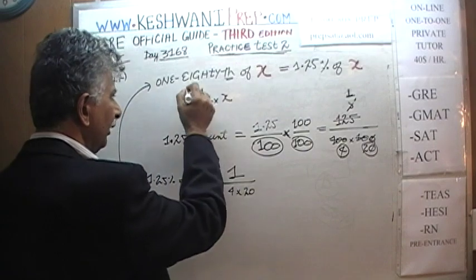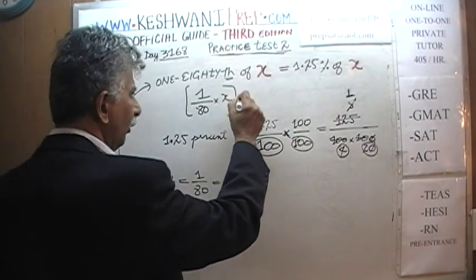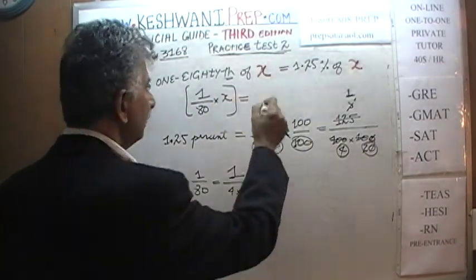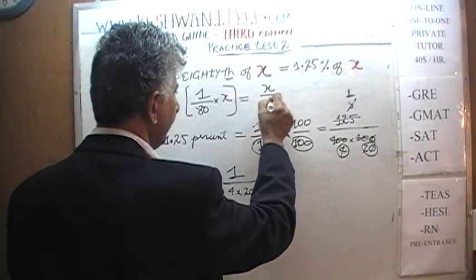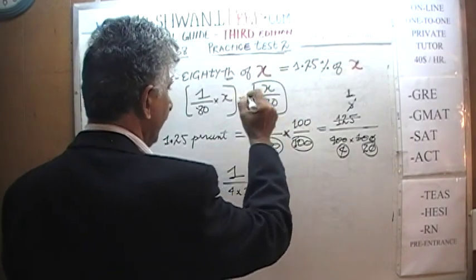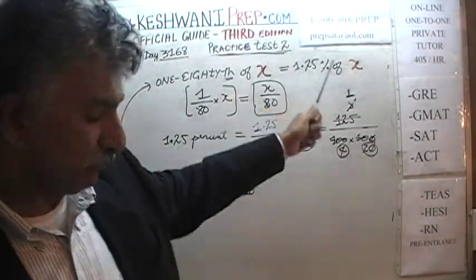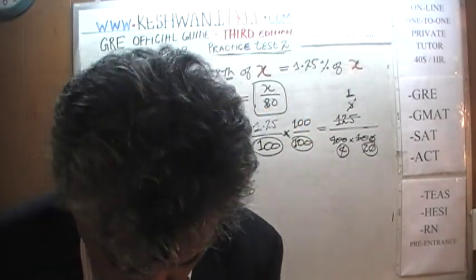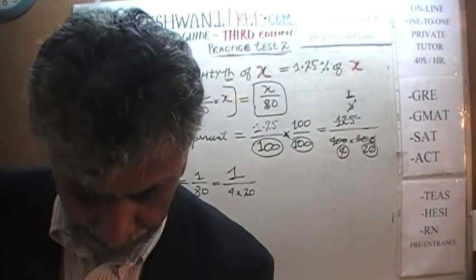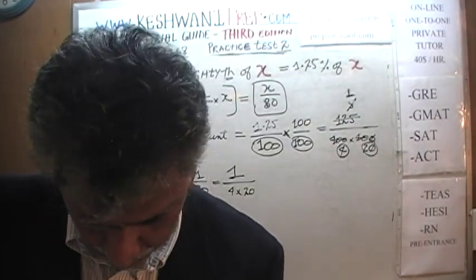Of means times. You can write it like this, or in a more refined form, simply writing it x over 80. X over 80 is the answer. But so is this one, and so is that one, but this is how it appears in the book, in the answer choices. X over 80, what answer choice would that be? That's answer choice A.